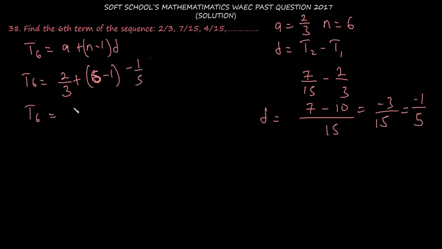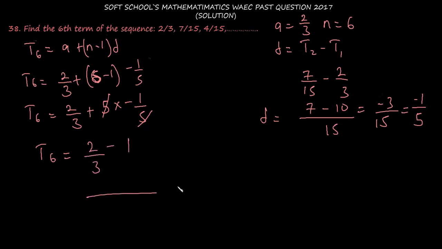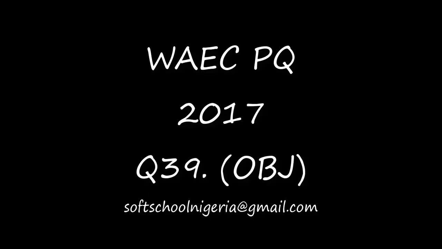So T6 is equal to 2 over 3 plus 5 times minus 1 over 5. So our T6 is equal to 2 over 3 minus 1. 3 divided by 3 is 1, times 2 is 2. Minus 3 divided by 1 is 3, times 1 is 3. So the answer is minus 1 over 3. That is our sixth term.